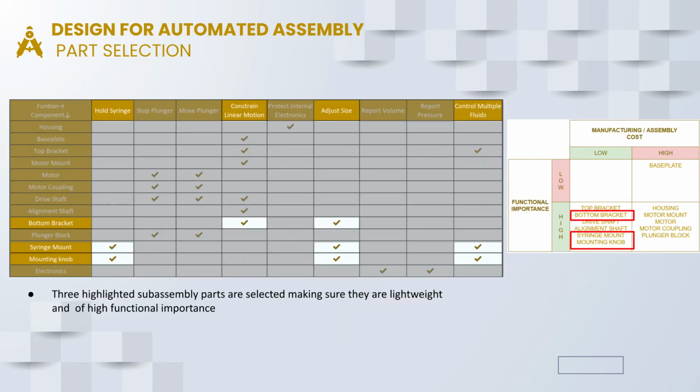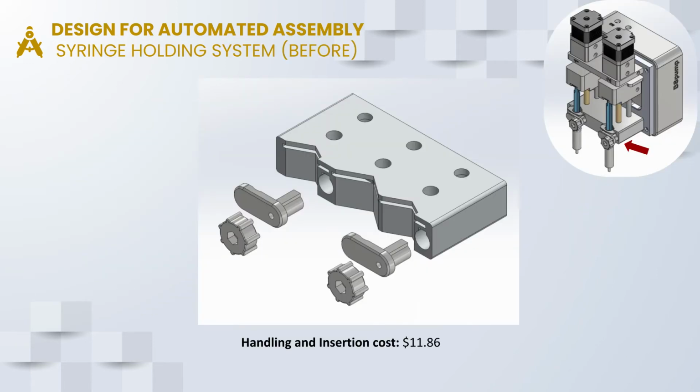For automated assembly, we selected the subassembly of the bottom bracket, syringe mount, and mounting knob to improve for automated assembly. The function component mapping matrix shows that the syringe mount and mounting knob share all functives, a strong indicator for the opportunity for part consolidation. Here we can see the before design of the bottom bracket assembly. You can see that it's slightly different from the original bottom bracket, as it was modified after the interim report to become a platform part that delays differentiation. It cost $11.86 to automatically assemble.